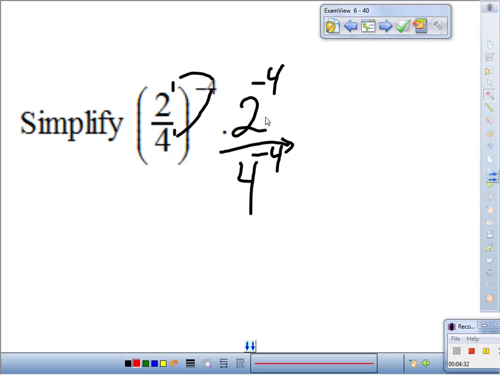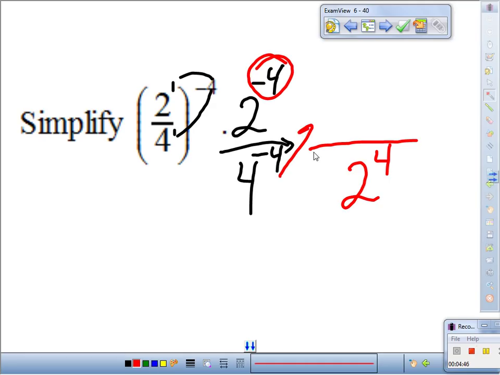However, look at the numerator. Can we leave this as a negative exponent? No, so that one goes down here, and we change it to a positive exponent. But this one is in the denominator, and it's a negative. So what can we do to change it to a positive? We send it to the top, to the numerator. That becomes 4 to the positive 4 exponent. Therefore, get it?